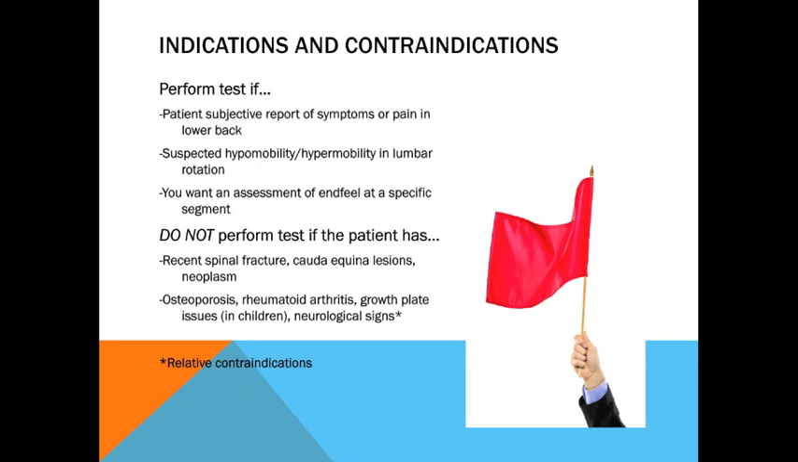Unilateral lumbar PAIVMs are indicated if a patient has a subjective report of symptoms or pain in the lower back. You can do it to assess hypo or hypermobility as well as end feel. Contraindications include recent spinal fracture, cauda equina lesions, or neoplasm.